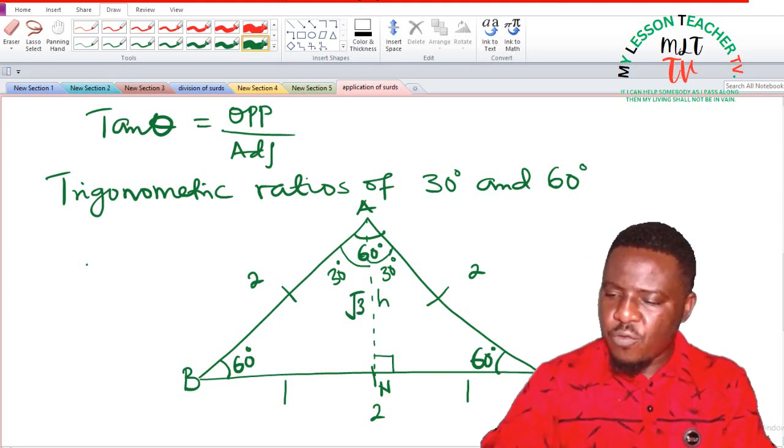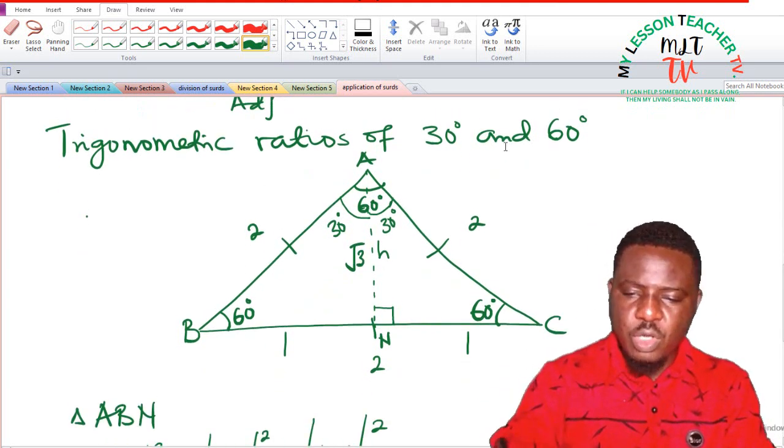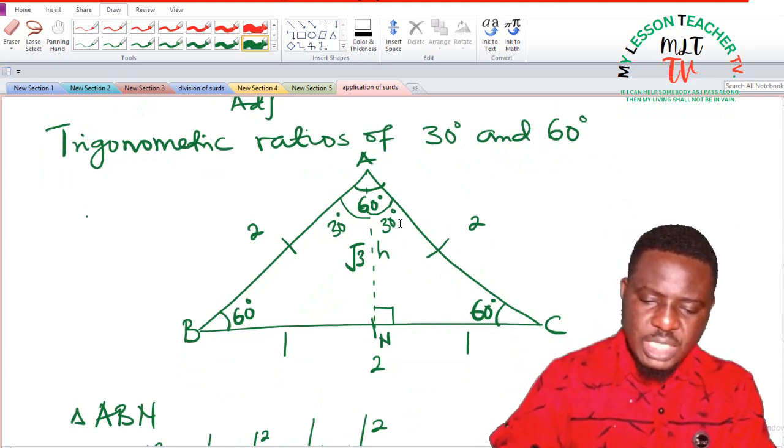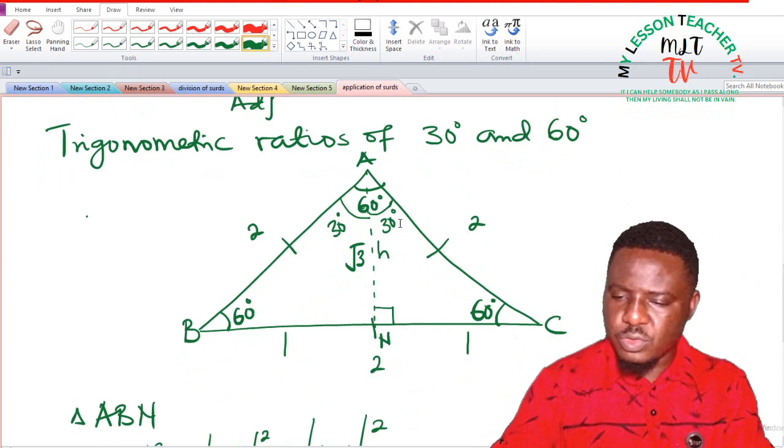Root 3. Now, for us to get the trig ratios of angle 30 degrees and 60 degrees, we shall consider the sides and the angles.